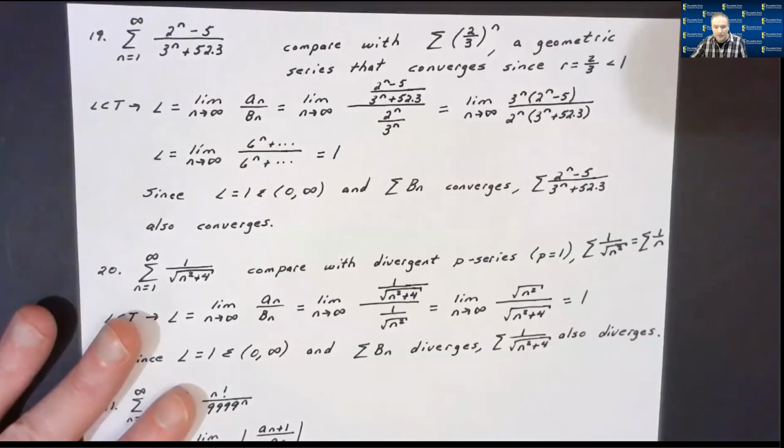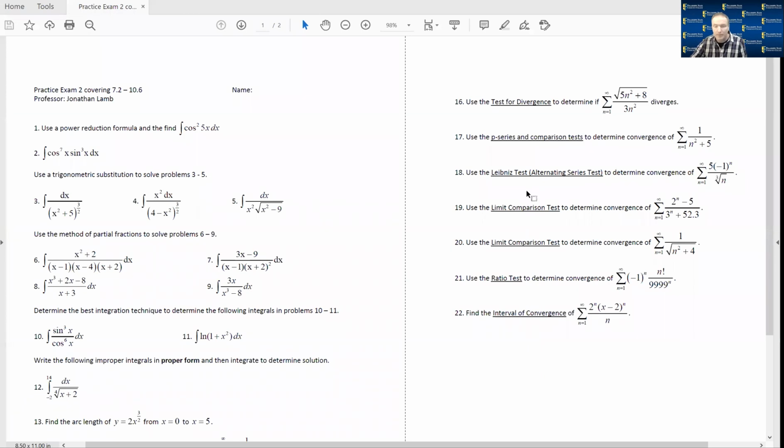In this one, let me go back and see what the problem asked me to do. It said use the limit comparison test. Ooh, I love the limit comparison test. It's one of our most useful tests. Use the limit comparison test to determine the convergence of the summation from n equals 1 to infinity of 2 to the n minus 5 over 3 to the n plus 52.3.